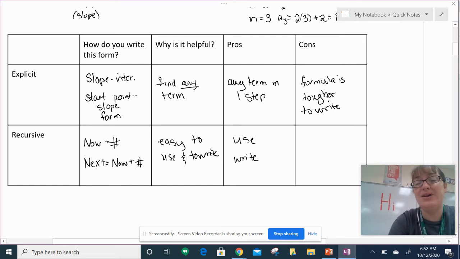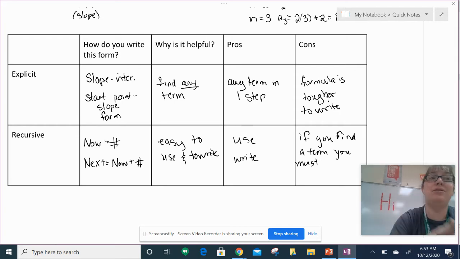But our cons are if you have to find a term that's not close to the beginning, you have to find every term before it. So if I ask you to find the 100th term, you have to know the 99th. And to know the 99th, you have to know the 98th. And to know the 98th, you have to know the 97th, all the way back to the beginning of the sequence.